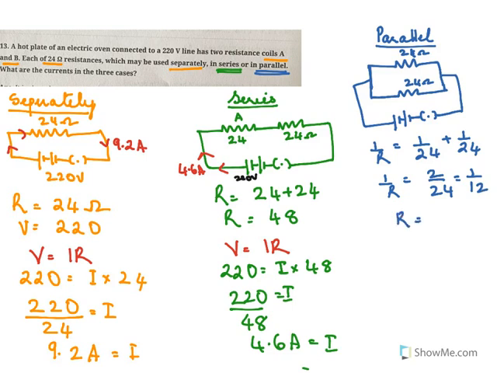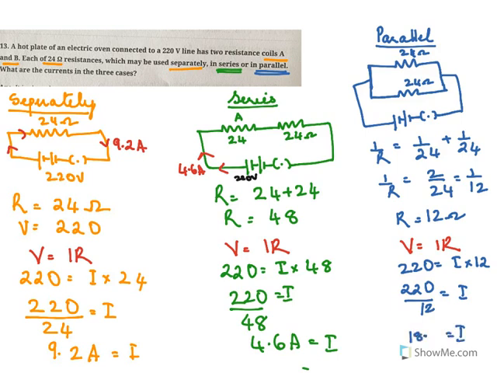So your R in this case is now 12 ohms. Again we use Ohm's law, V equal to IR, and the V is 220, I we do not know, and the R is 12. So 220 over 12 equal to I, and then the current comes now 18.3 amperes. So when they're connected in parallel, the current flowing here is 18.3 amperes. So you can notice something here.